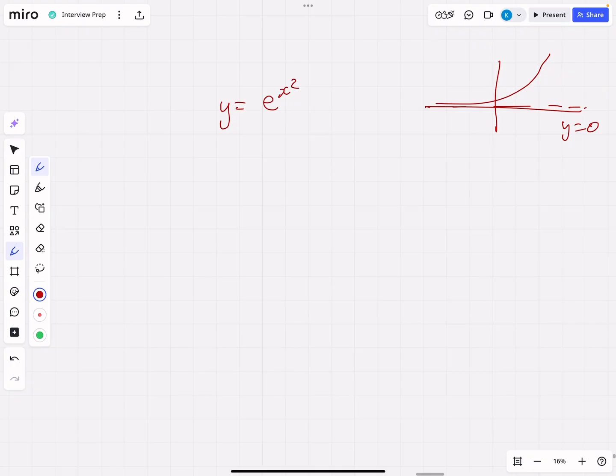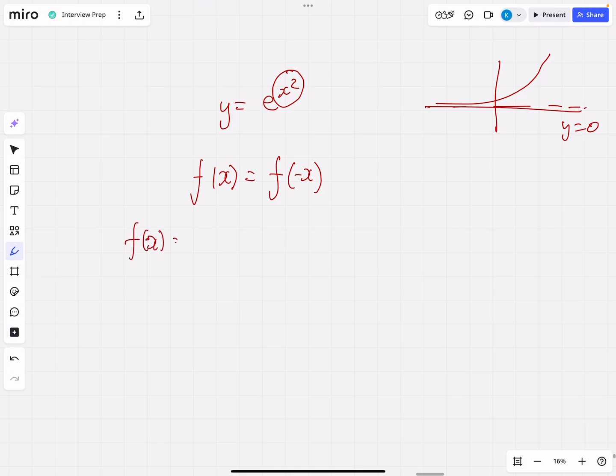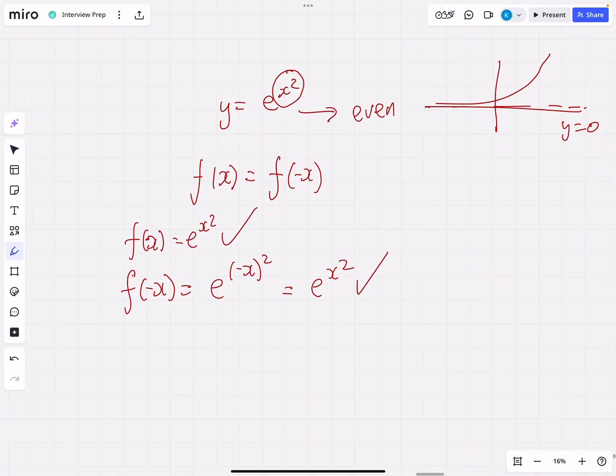Maybe I can use one of the properties that I talked about earlier, because I noticed that when I have an x squared here, this is actually an even function. And so f of x is equal to f of minus x, right? And we can test that. Let's say f of x is equal to e to the x squared. f of minus x is going to be equal to e to the minus x squared, which is equal to e to the x squared. And so f of x equals f of minus x, which means this is an even function.